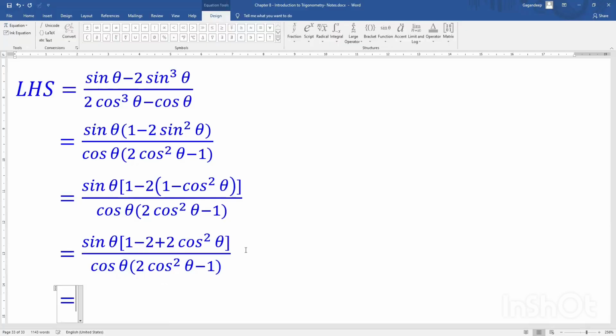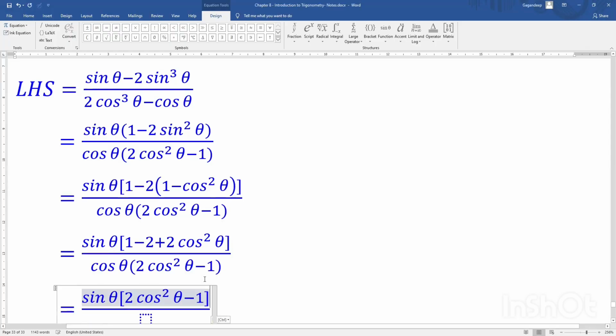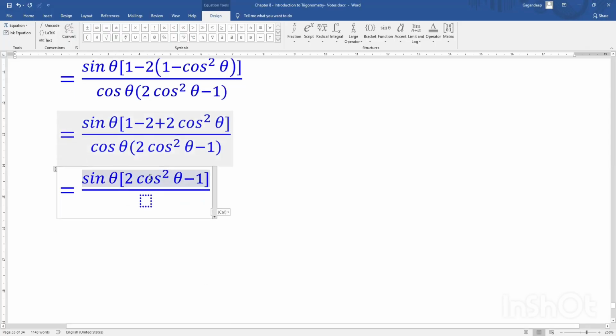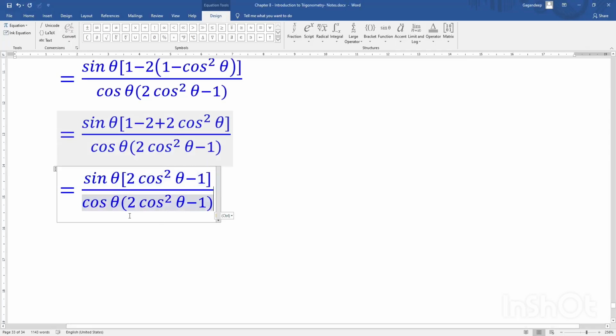Then it's equal to, 1 minus 2 is minus 1, so that is 2 cos square theta minus 1 in the numerator. So sin theta into 2 cos square theta minus 1. Let me write the fraction here: the numerator is sin theta into 2 cos square theta minus 1, and this denominator I'm going to retain as it is: cos theta into 2 cos square theta minus 1.